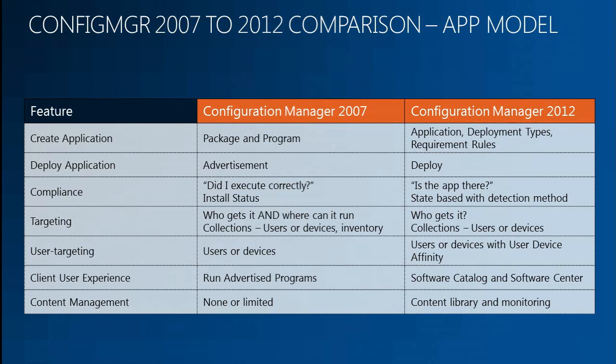In CM12, it's all about who gets the software. You can put users and devices in a collection, but don't worry about the rest, right? If it's not there, we'll install it. If it's already there, we won't download a bunch of content and try to install it. If it doesn't meet the system requirements, we won't install. So those types of things are brought into CM12.